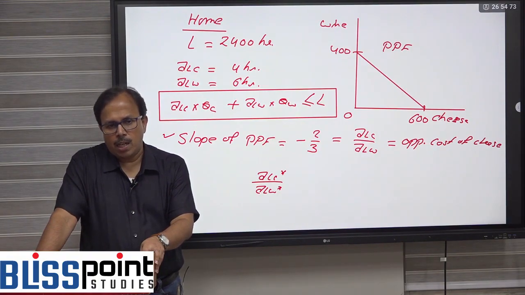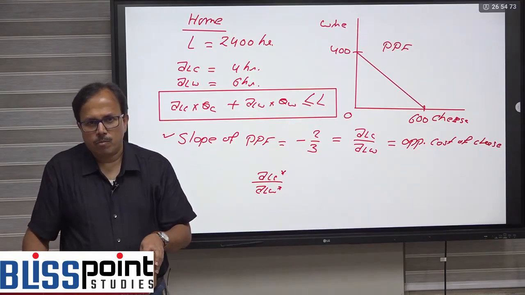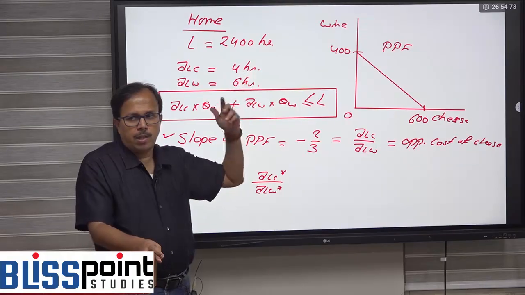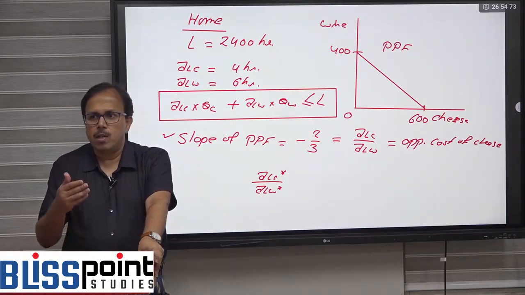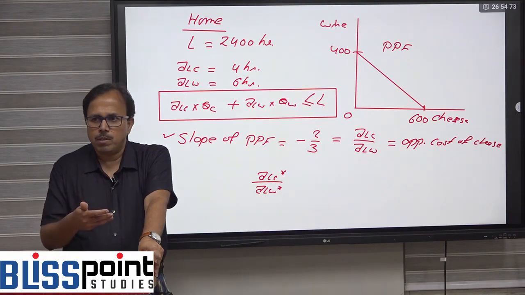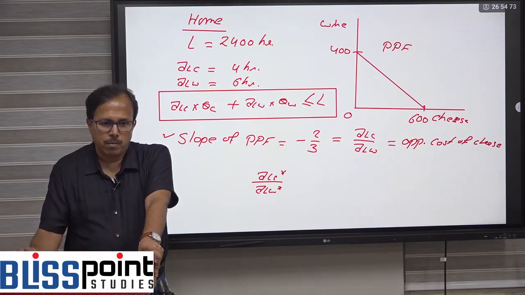So in the Ricardian model, trade arises due to difference in productivity. Why are we saying productivity here? Because we are writing that 4 hours, 6 hours, they indicate what? Productivity of the worker. If you are able to produce 1 unit in less time, labor is more productive. And if you take more time to produce the same unit, then labor is less productive.